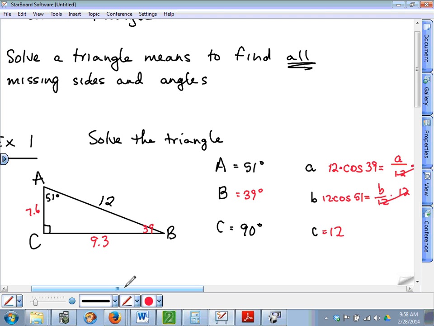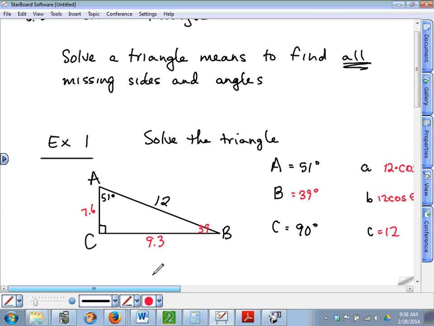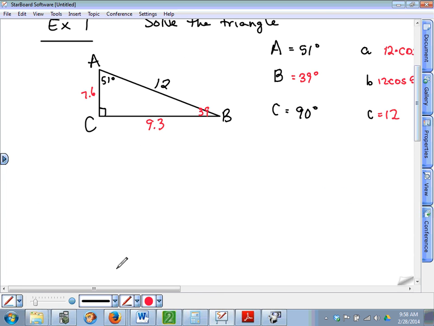Solve the triangle. We found all the missing sides. We found the missing angle. Okay. Let's think about another one here. That's what it means to solve a triangle. Find all the missing sides, all the missing angles. Example 2.